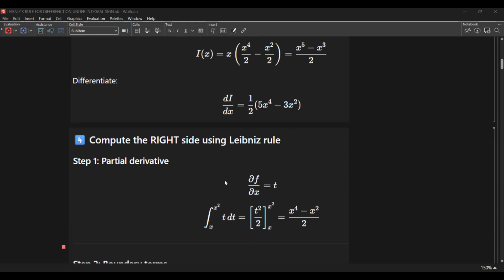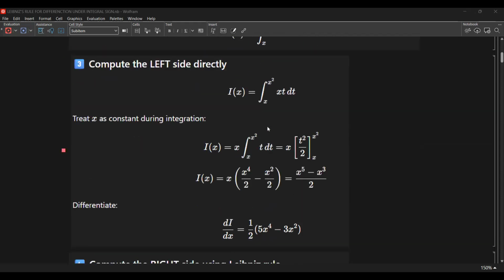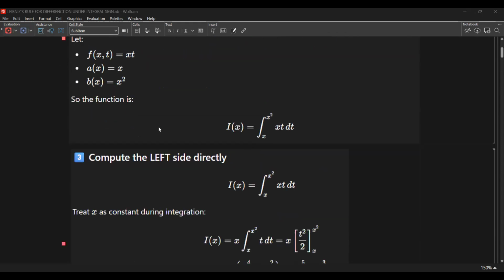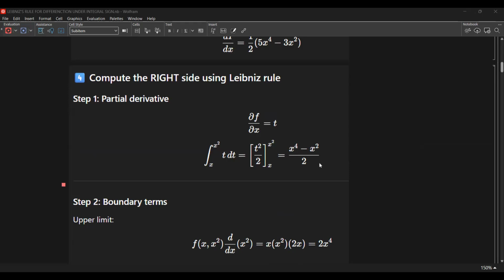Compute the right side using the Leibniz rule here. The partial of f with respect to x is equal to t from here. So the partial with respect to x is equal to t. Then the integral from x to x squared of t dt. So the answer here is x to the fourth minus x squared, all over 2.